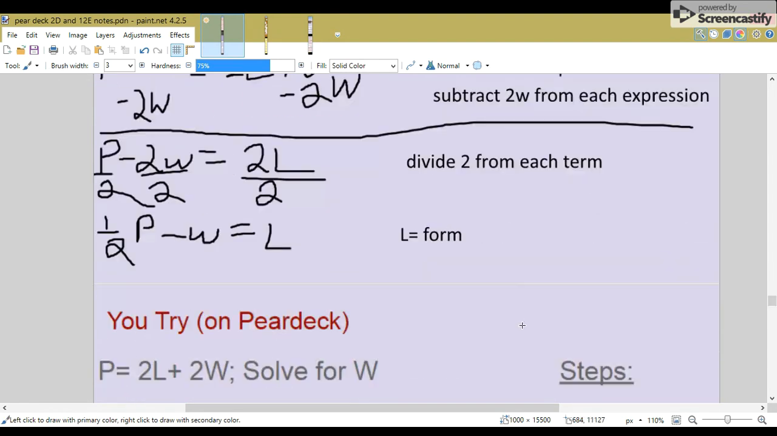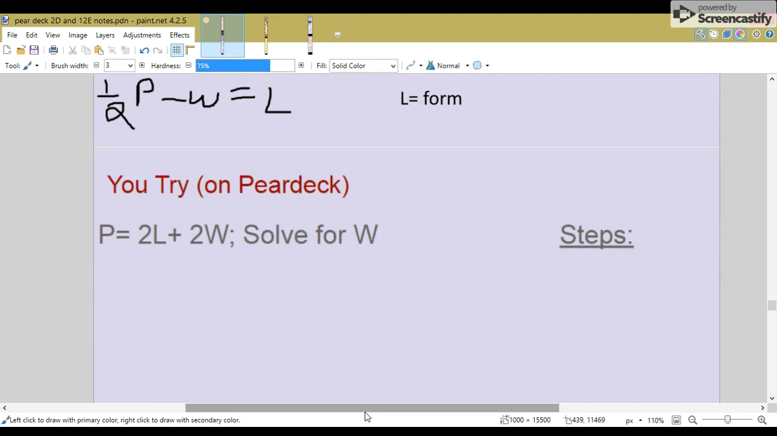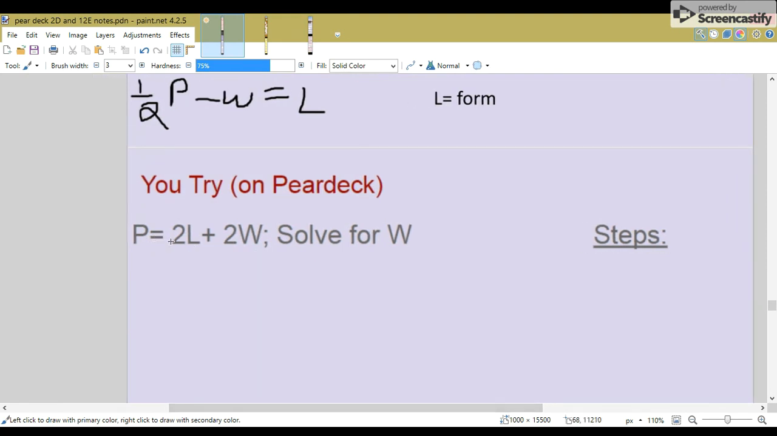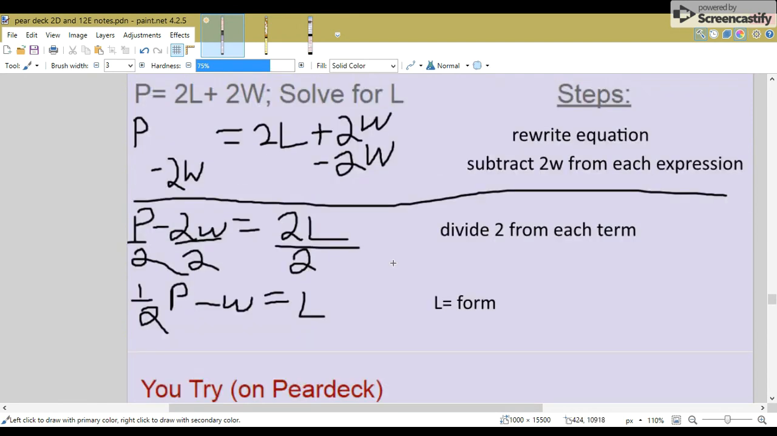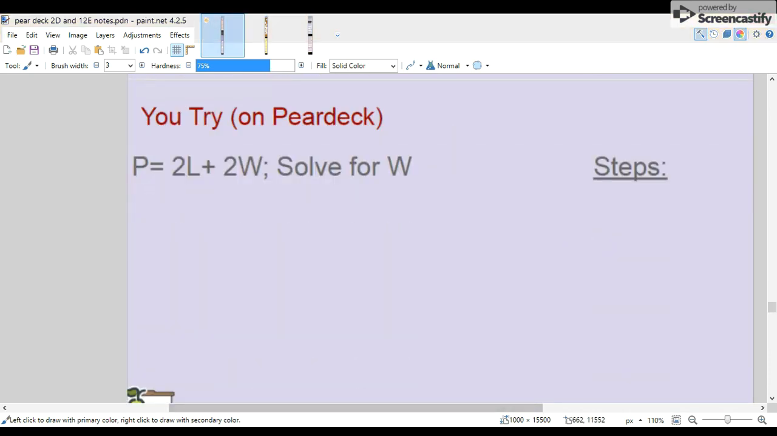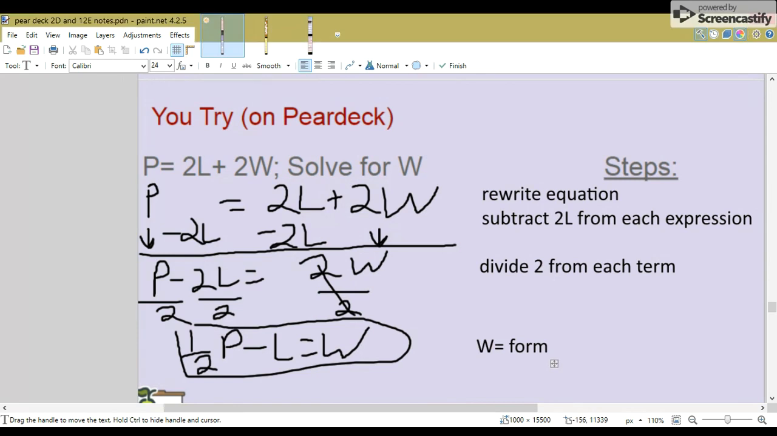Now you're going to try this one on your Pear Deck. Solve for W. P equals 2L plus 2W. Try it, pause the video, use these steps for reference. Here are the steps to solve for the width. Step 1, rewrite the equation. Step 2, subtract 2L from each expression. Step 3, divide each term by 2 to isolate our W. Now we're in the W equals form, and that's our answer.